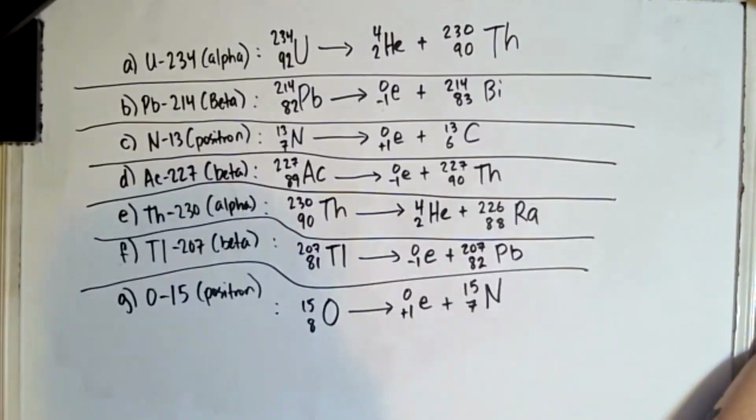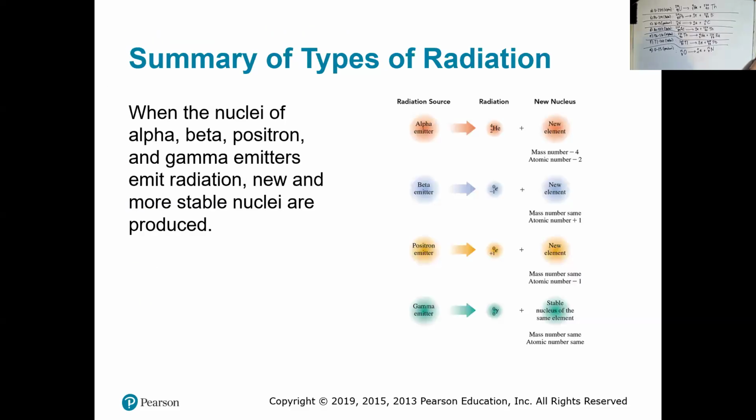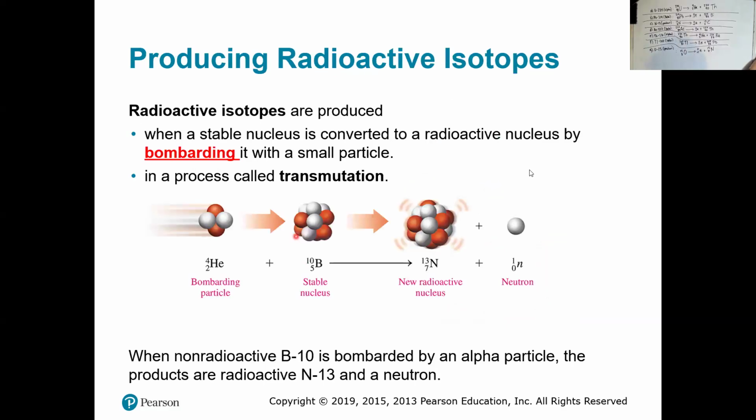So let's look back at the slides. There's a little summary of those different types of radiation. This is showing us the type of radiation, the type of radioactive particle, and the changes that happen inside of the nucleus. The only type of radiation that is not going to result in a change in the mass number or atomic number of the nucleus is gamma radiation. Every other type of radiation is going to result in a change within the nucleus itself.